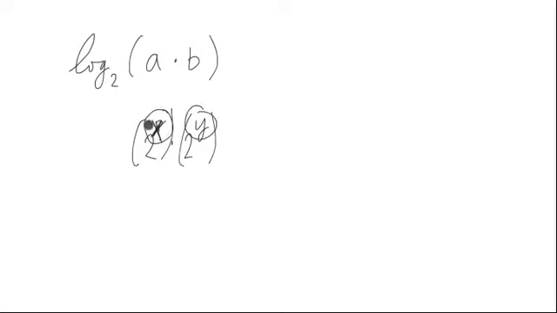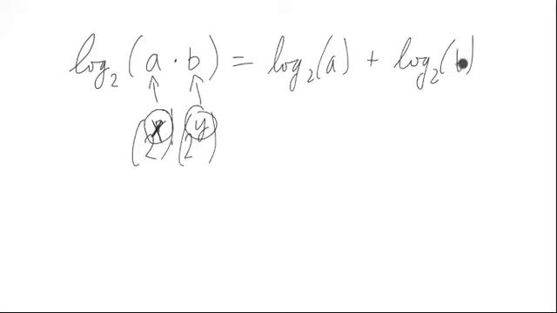Remember what x is? It's the exponent to get to a. And y is the exponent to get to b. So what we're going to do is add the exponent to get to a, which we can actually notate as log base 2 of a, that's the exponent to get to a, and add it to the exponent to get to b. And that addition of exponents will be the exponent to get to a times b.